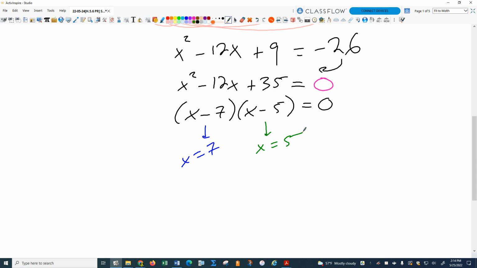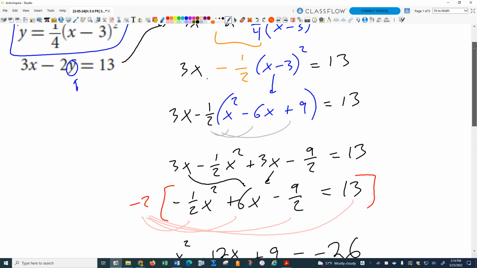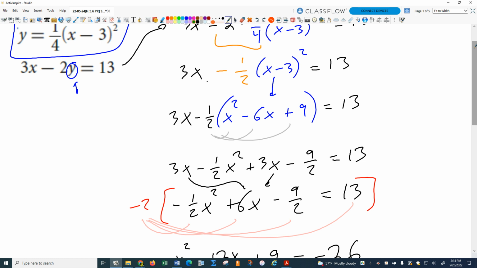Are we? We need ordered pairs. Don't we? We need y's also. So I need to get the y values. Well, I had two different x values. I had the x value x equals 7 or the x value x equals 5. We can try both of those, right? So what about x equals 7? I need to find the corresponding y value. Where would I go to find the y value?